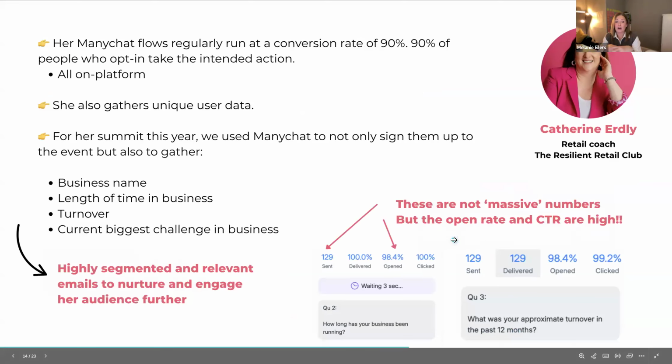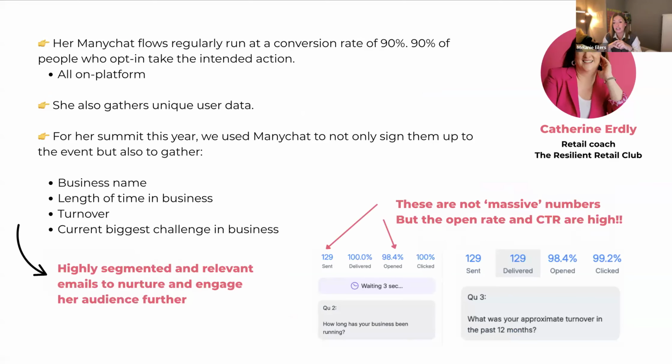So her Manychat flows regularly run at a conversion rate of 90%. 90% of people who opt into her automations take the intended action, and that is all on platform. We are gathering everything within the DMs. And for Catherine as well, at various times, we have run automations where we are gathering unique user data. So she runs a summit in the spring called Retail Raw. I believe it runs out of a Facebook group, but there are literally hundreds of e-commerce brands coming online to hear and listen and to learn from some big names.